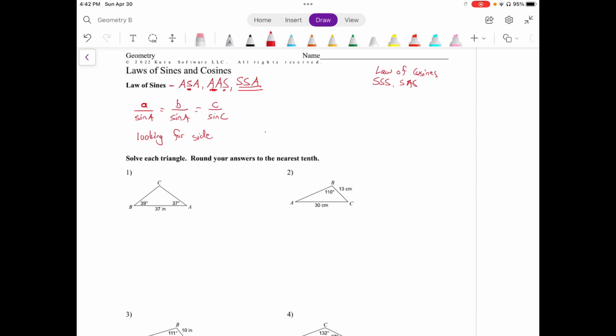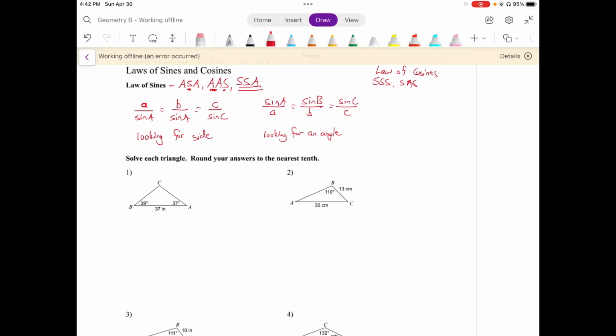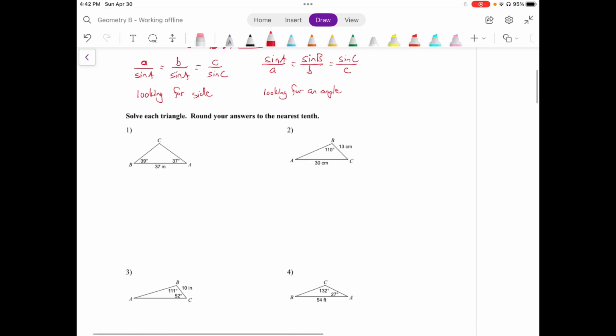If we are looking for an angle, we can just flip everything, and we can use sine of angle A over side A equals the sine of angle B over side B, which is also equal to the sine of angle C over side C. So what we will do here is work through a couple examples, and I'll leave a couple for you guys to do on your own.